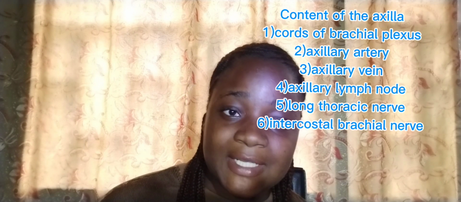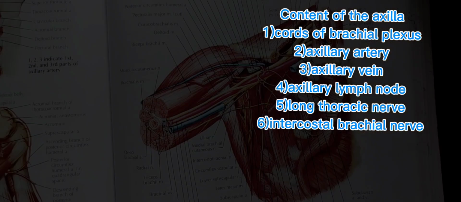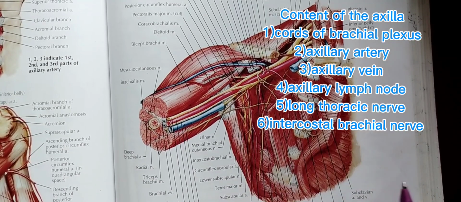We have the contents of the axilla. We have the cords of the brachial plexus, axillary artery, axillary vein, axillary lymph nodes. We have the long thoracic nerve. So with this picture, we can see some of the contents of the axilla.